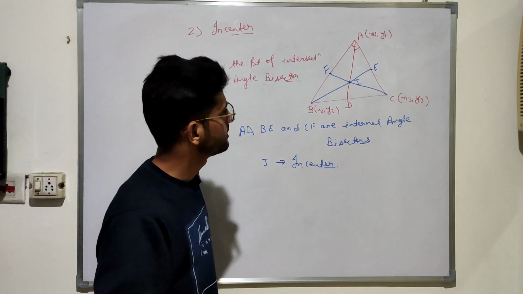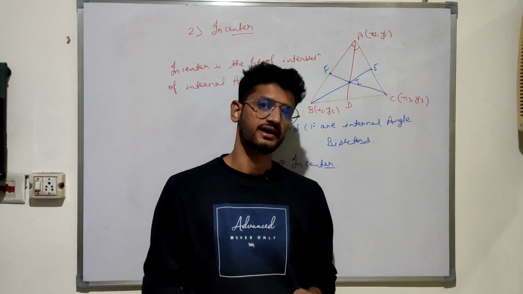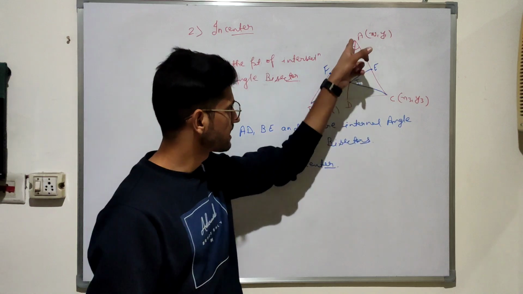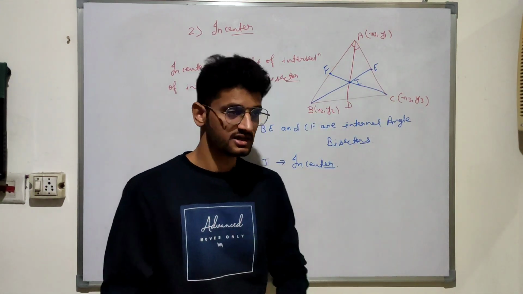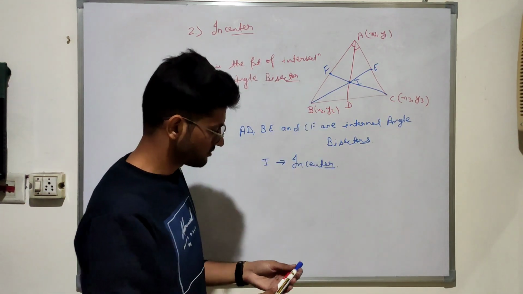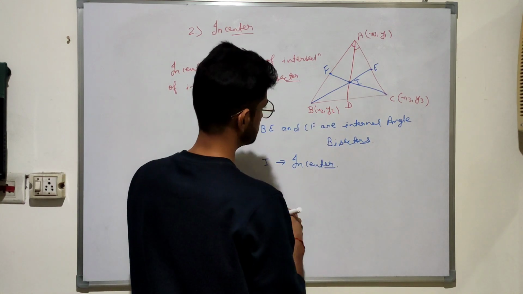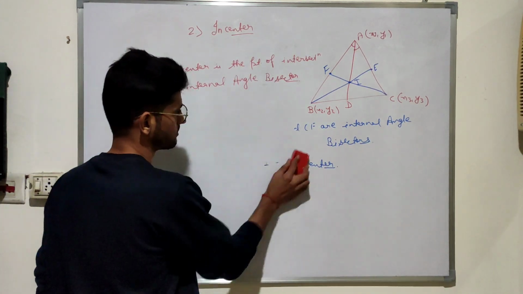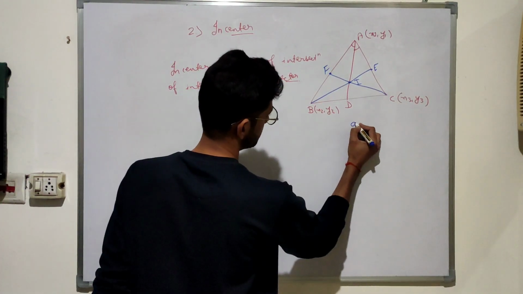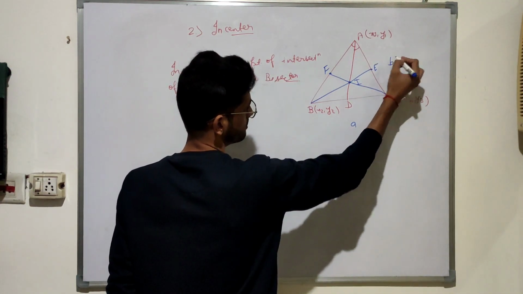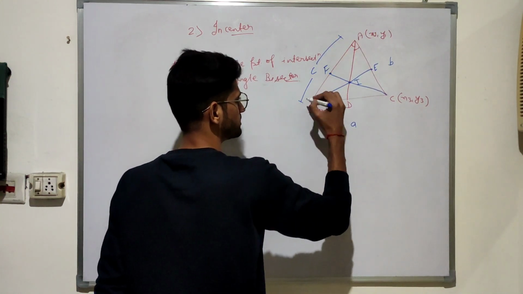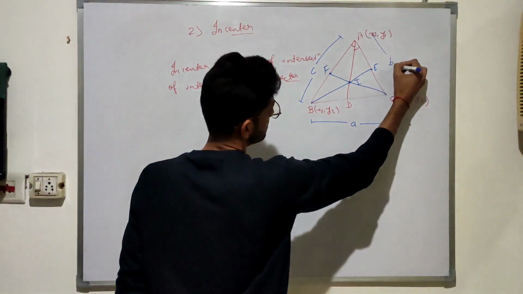To understand that, we have learned the concept of the angle bisector theorem, and we will apply it here. From the angle bisector theorem, we know that if AD is the internal angle bisector of angle A of triangle ABC, then point D is going to divide side length BC in a ratio. Here side length BC is equal to small a, side length AC is equal to small b, and AB is small c.